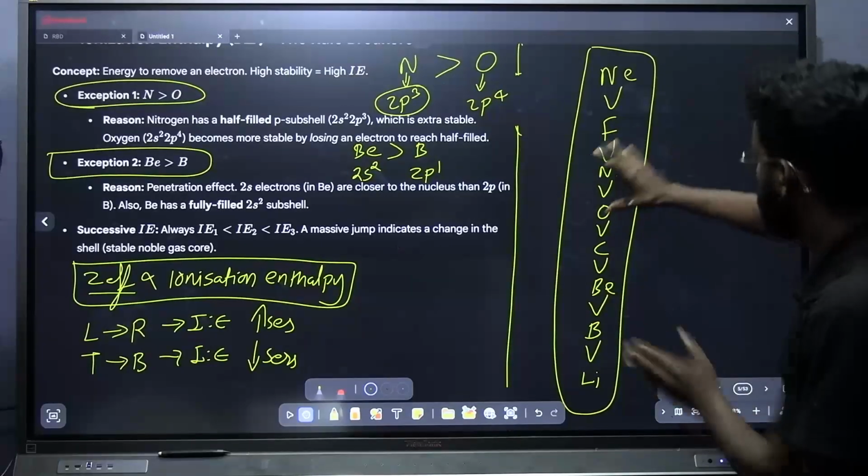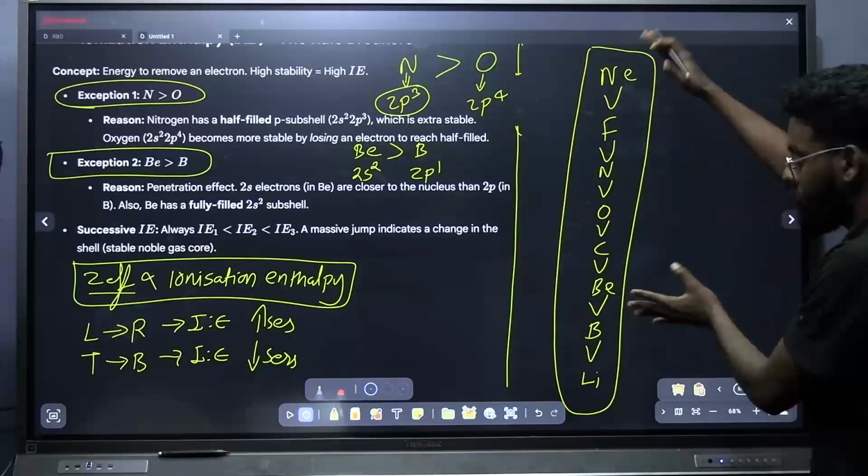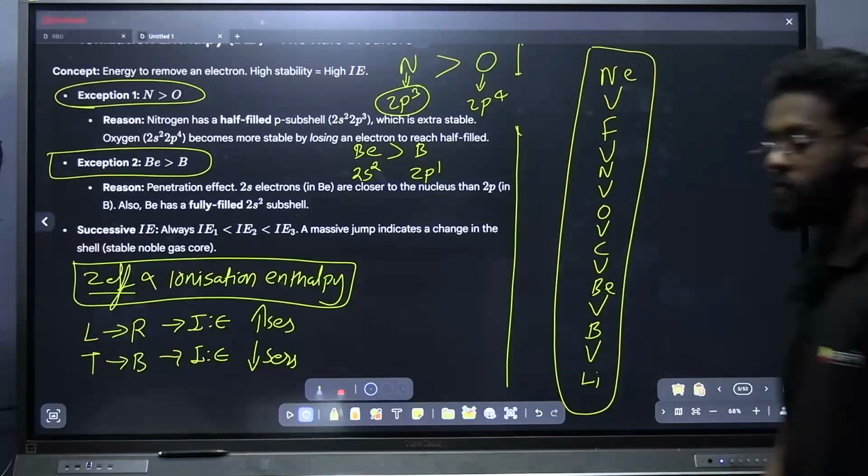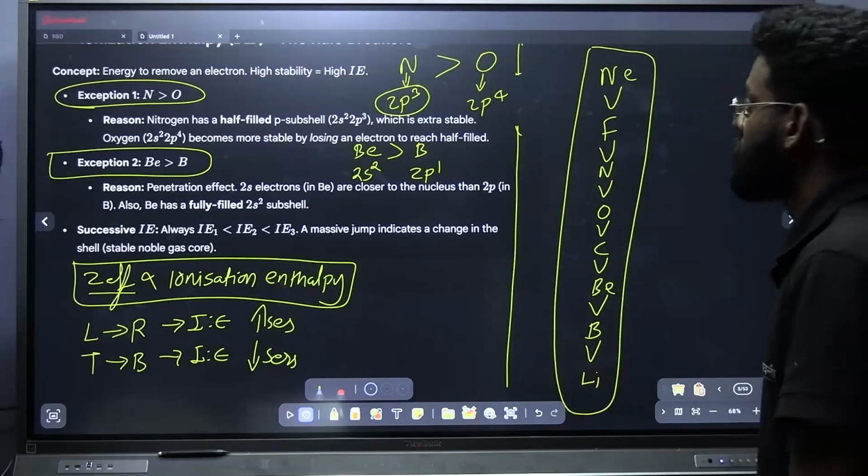So a question can be asked from any part of this. They can give these 2, 3 or from any part of this series. Okay. Now this is all about the exceptions in the ionization enthalpy.